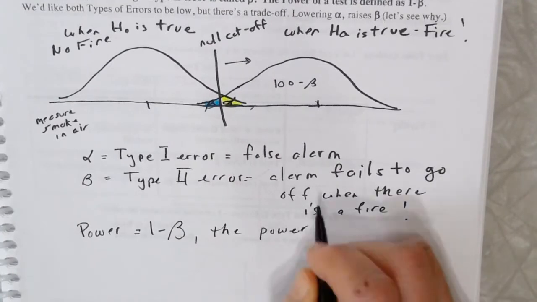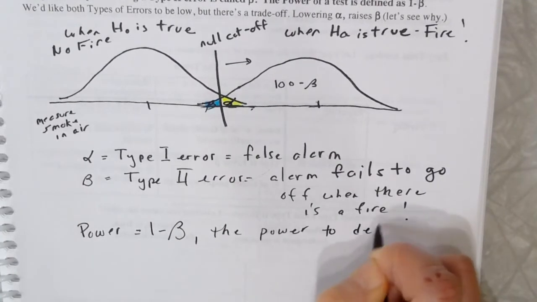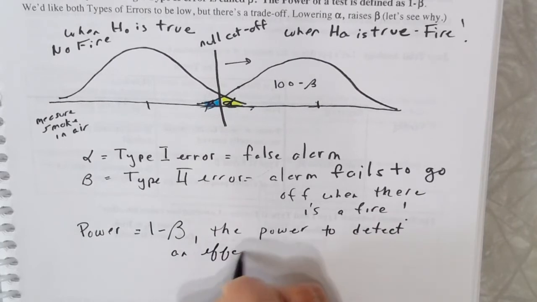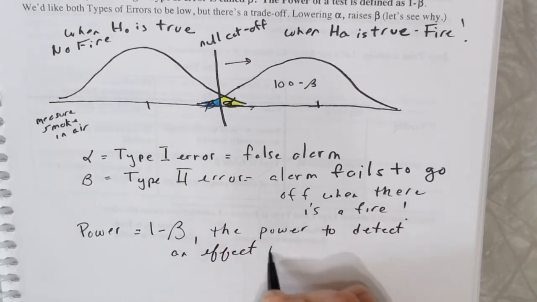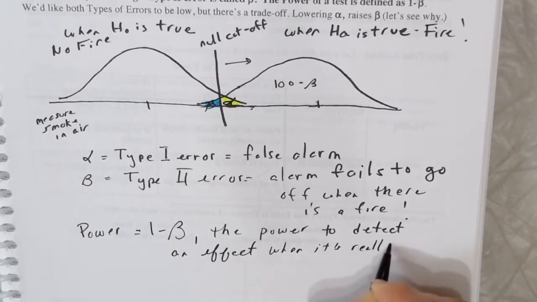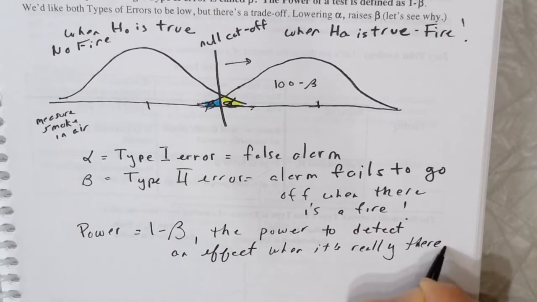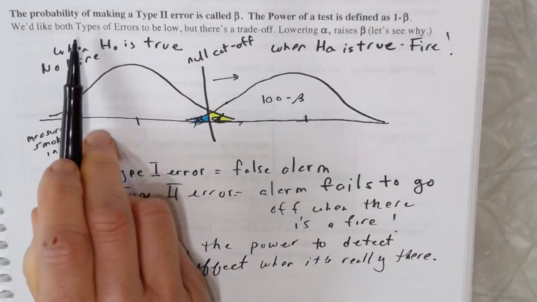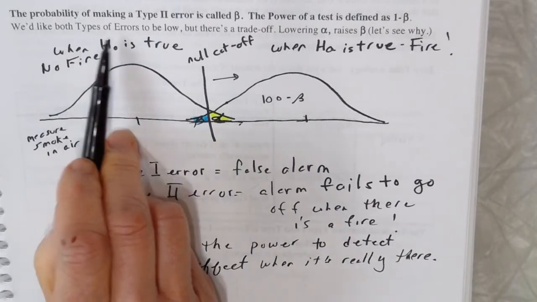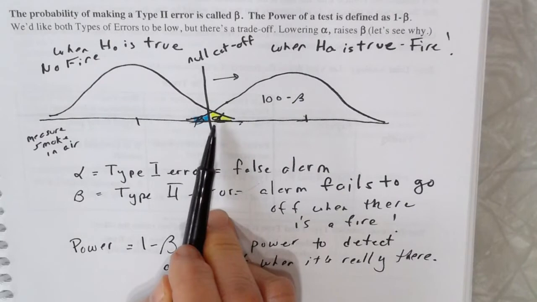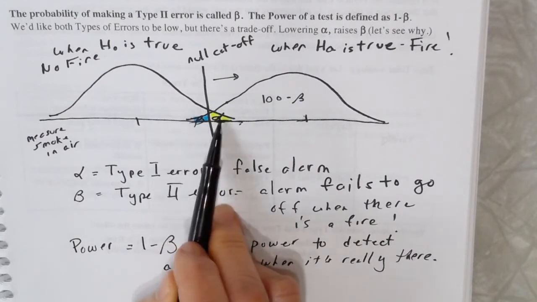The power to detect an effect when it's really there. So that's what I say here. Now we'd like both types of these errors to be low. We'd like them both to be low. So how could we do that?